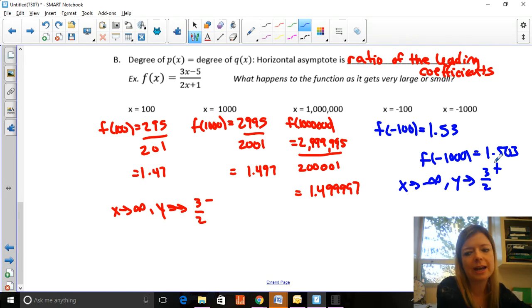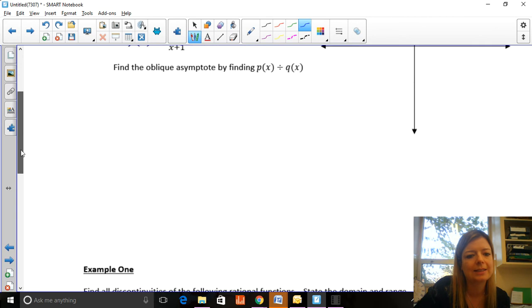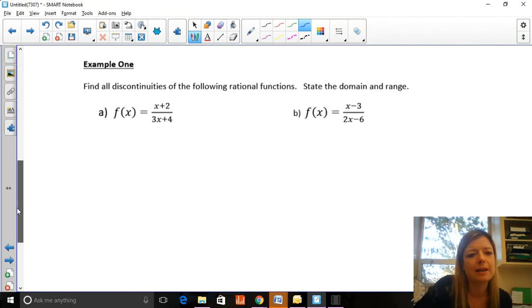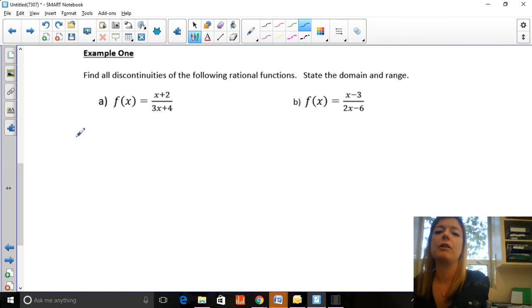Okay, so that's most of the content for this note. I'm just going to do a couple examples. We're skipping oblique asymptotes until tomorrow, until the next day's note. So we'll go right to example 1. Find all discontinuities of the following rational functions. So you're always going to check for all 4. Now a function can never have all 4.